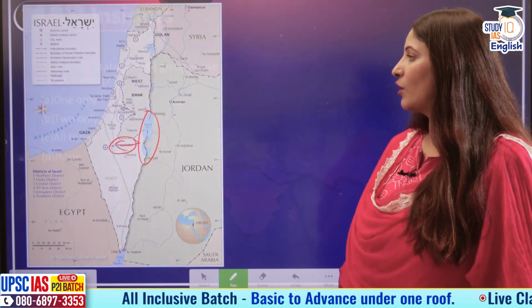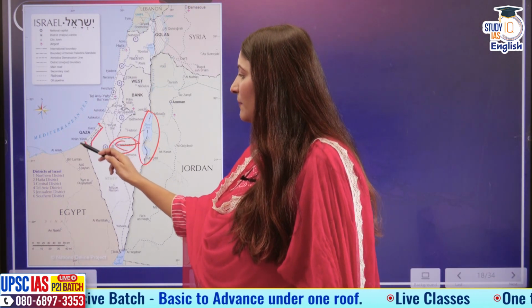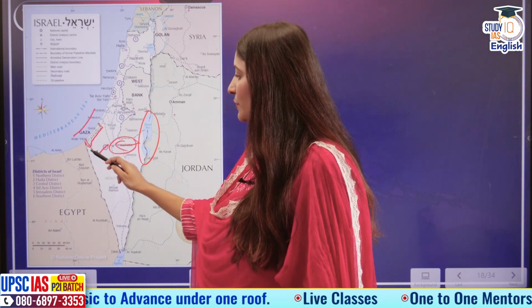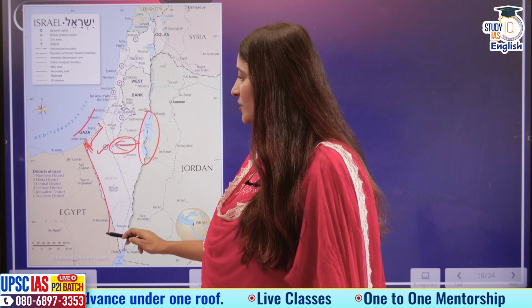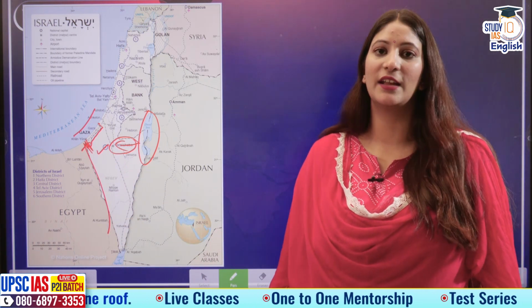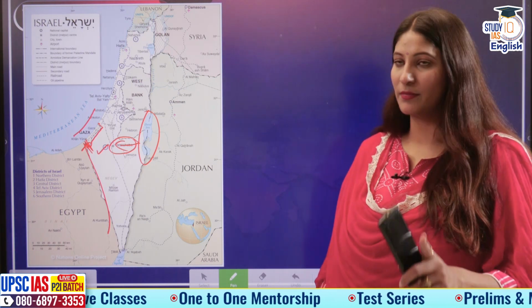Tel Aviv is to the north of the Gaza Strip. Actually, yes, here is the Gaza Strip. It borders Israel, the Mediterranean Sea, and through the Sinai Peninsula, Egypt. There is one crossing controlled by Egypt that gives a way to the Gaza Strip. That is the Rafah crossing. I hope you remember that as well.